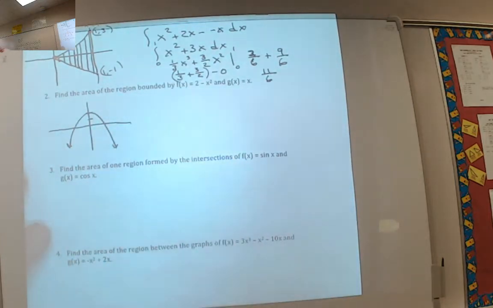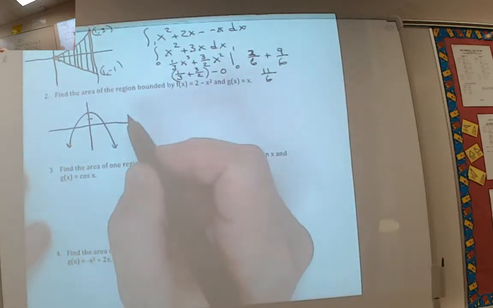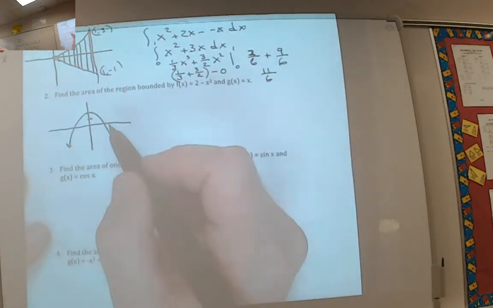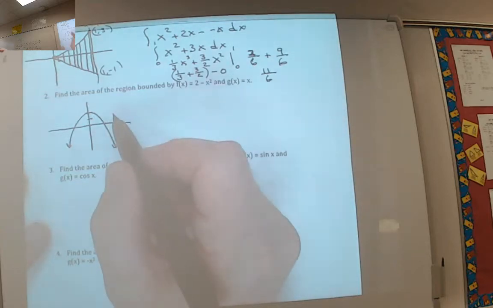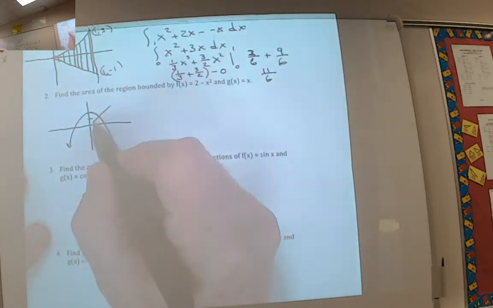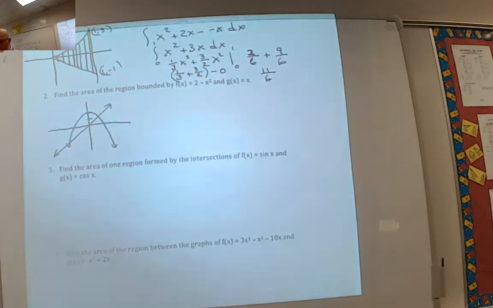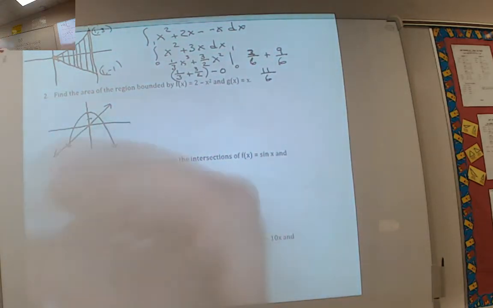Okay. And Nathan, what does the graph g of x equals x look like? Diagonal line where x's are equal to y's. Okay, so it's like a 45-degree angle, would you guess? So my area, it looks like something like this. And I'm going to color.